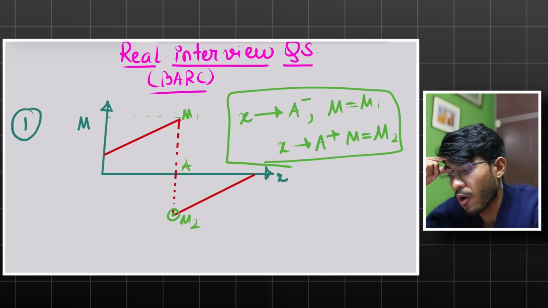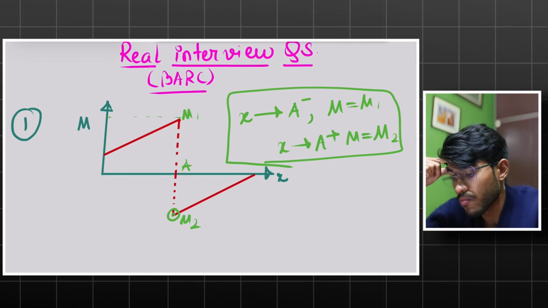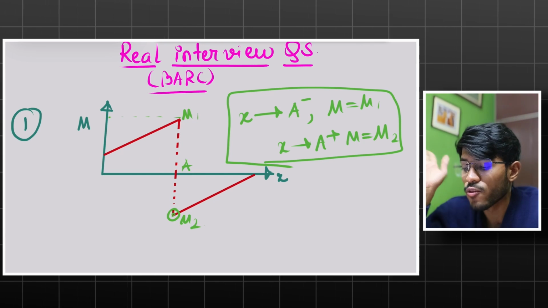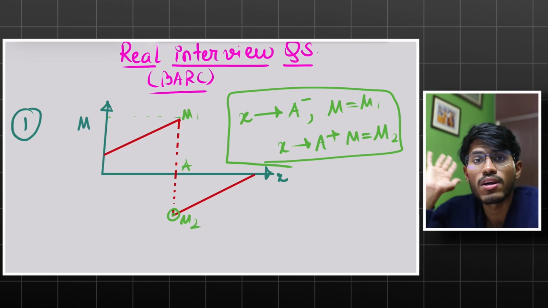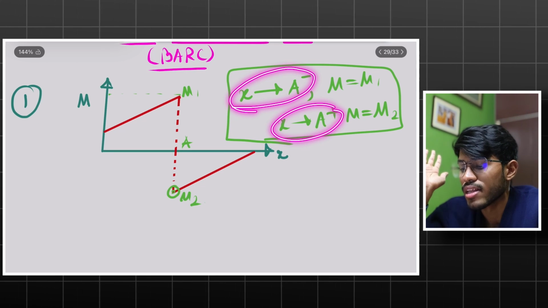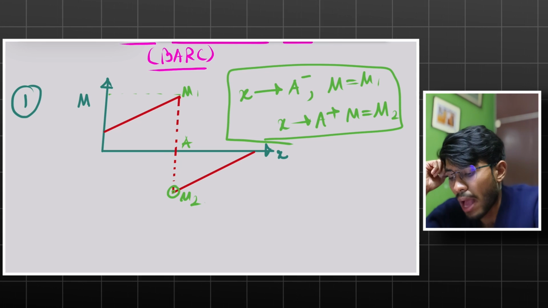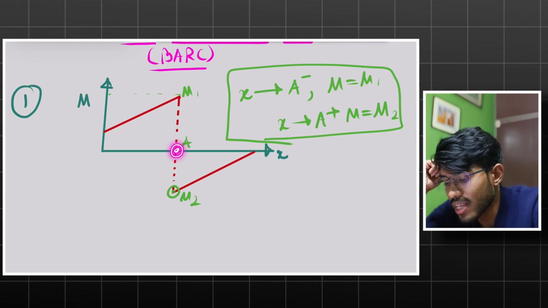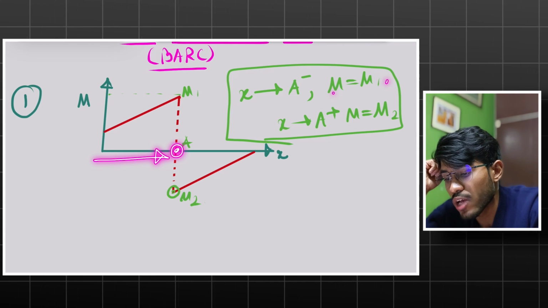Why am I having two moments at the same point? Because ideally, when you are writing the bending moment equation, you should have written this thing, that when I am approaching this point A from this direction, I am getting M is equal to M1.